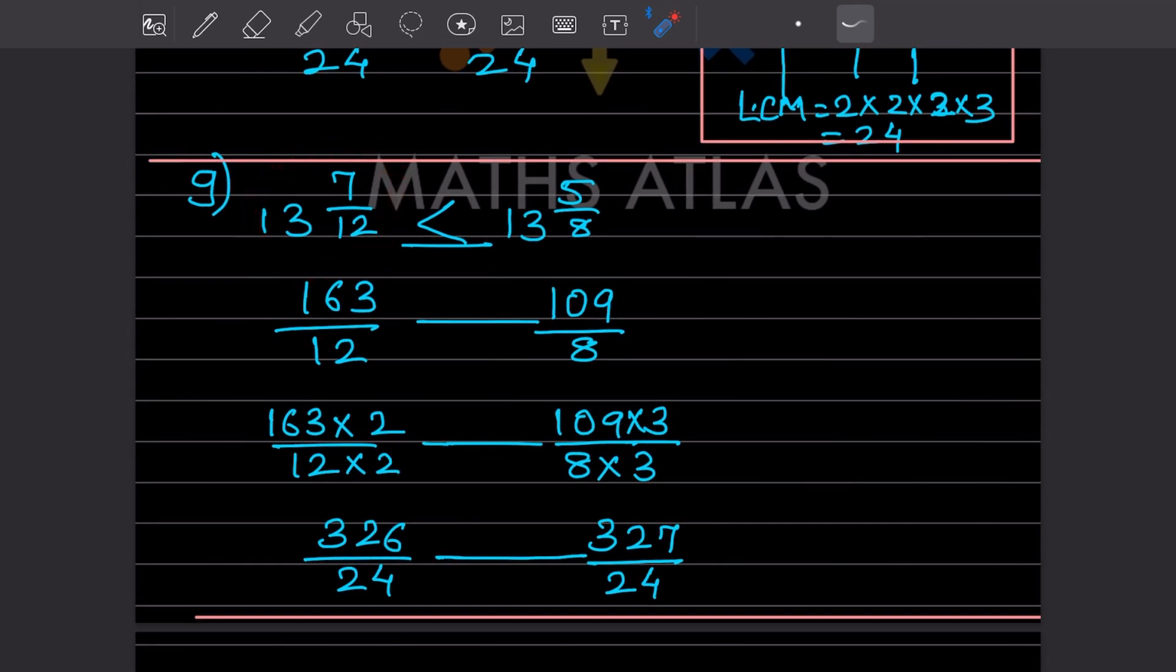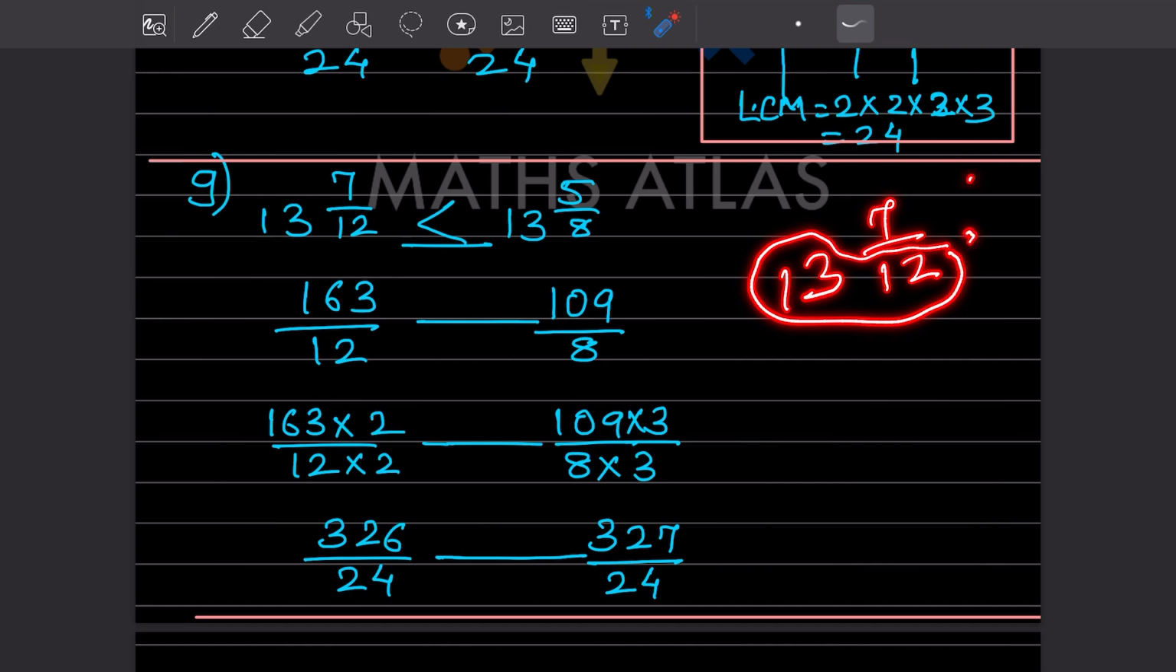You know, in a mixed fraction there should be a whole number and then the fraction. So now what are you going to do? Take 13 integer 7 by 12. When you multiply the whole number into the denominator, what do you get here? 12 times 13 is 156. Okay, so this is going to be 156.